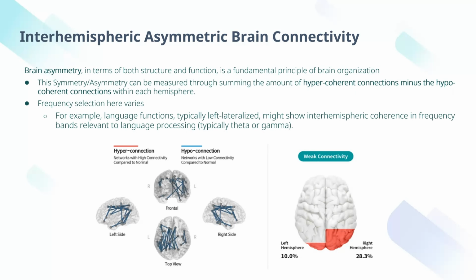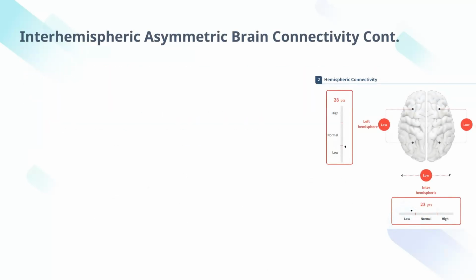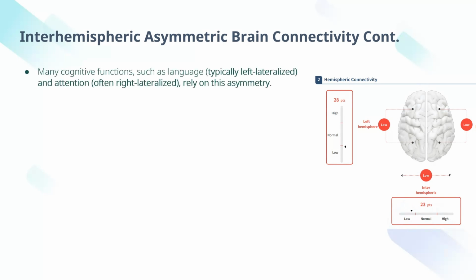Generally, frequency selection when you're doing this sort of analysis varies. So if we're talking about language functions, we might be talking in things like theta or gamma, or again, if we're talking about default mode network functions, we might be looking at the alpha and beta bands. So still talking about this asymmetry, all sorts of cognitive functions actually rely on some asymmetry, but certain ones have been correlated to certain disorders.